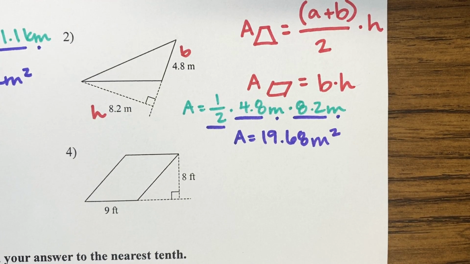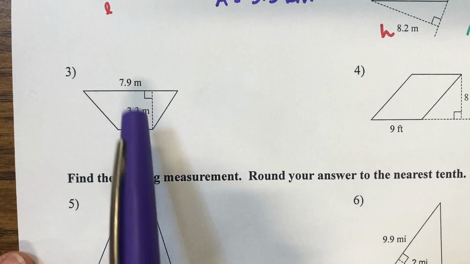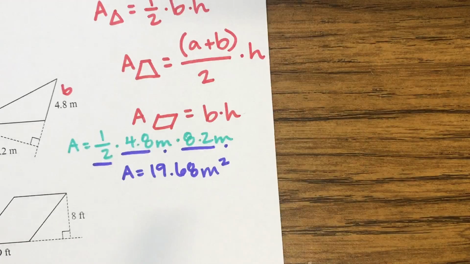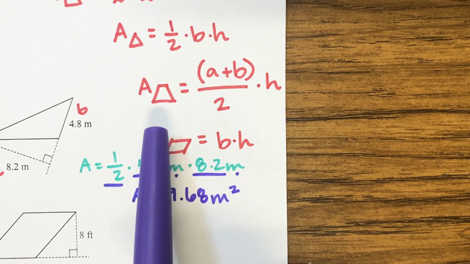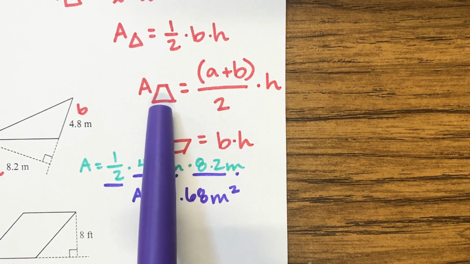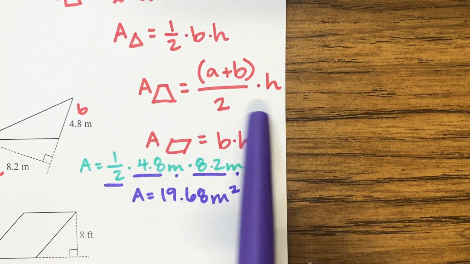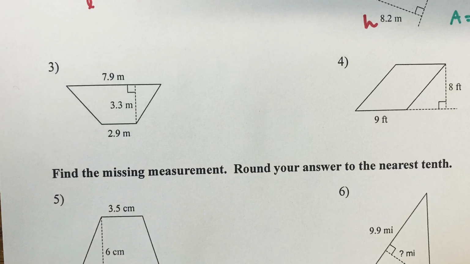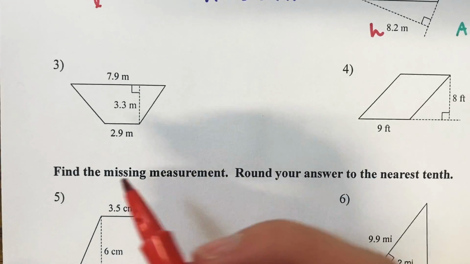Beautiful. Okay, let's look at number 3. What shape is number 3? Okay, it's a trapezoid. Remember, trapezoids have a little side, which we label A, our big side, which we label B, and then we have our height. So let's go over and label what we know. What is my little side?